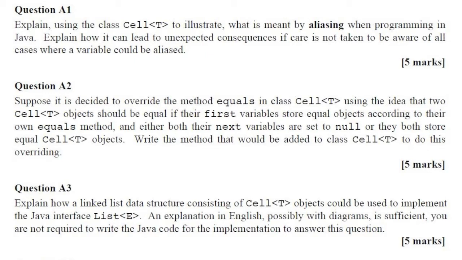Question A2. It's asking you to write a method, to write code. Now, when you write a method, the first thing to think of is what are the arguments to this method? What is its return type? Equals is called on an object with another object as its argument.